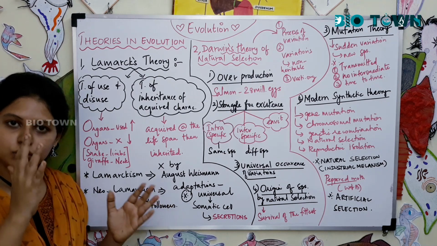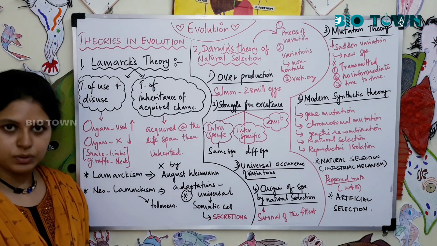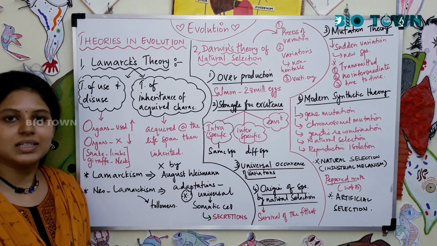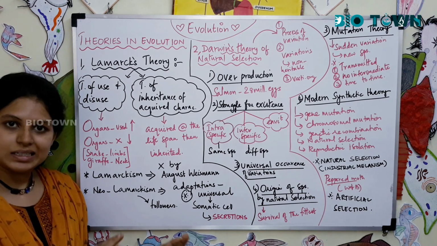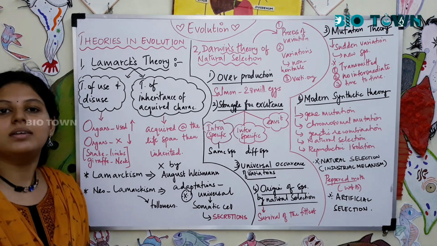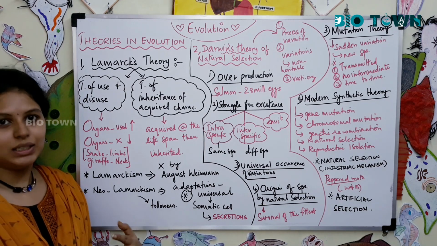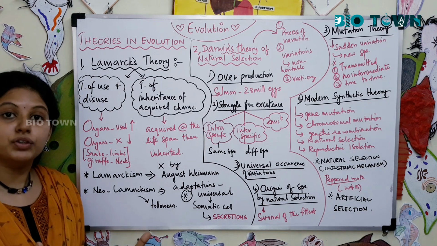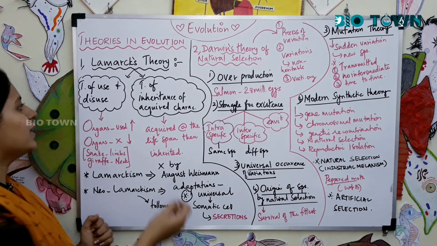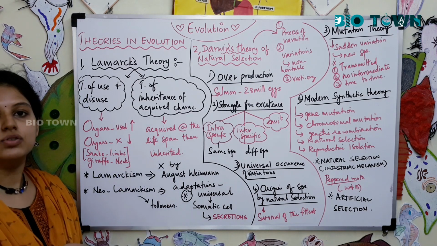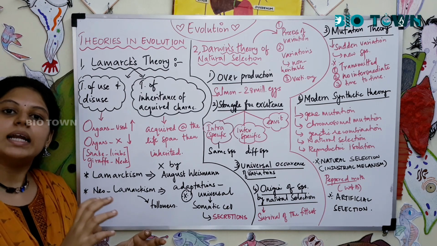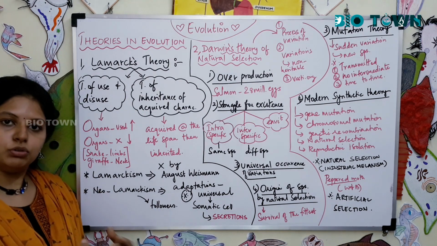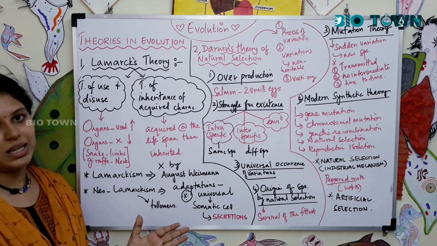When an animal uses a particular organ, it continues to the next generation. When the animal does not use a particular organ, it is in disuse, so it will not continue to the next generation. So that is the theory of use and disuse. Next is the theory of inheritance of acquired characters, which means that a particular character has been acquired by an individual and that character is passed to the next generation.